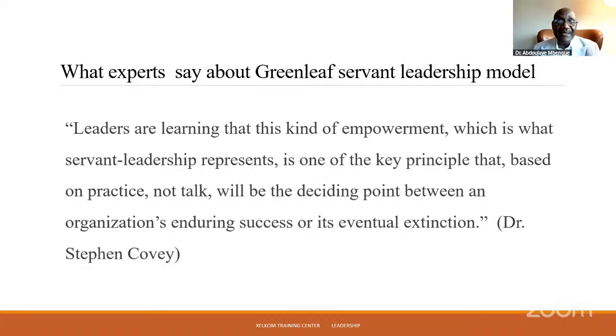Leaders are learning that this kind of empowerment, which is servant leadership, is one of the key principles that, based on practice, not talk, will be the deciding point between an organization's enduring success or its eventual extinction.